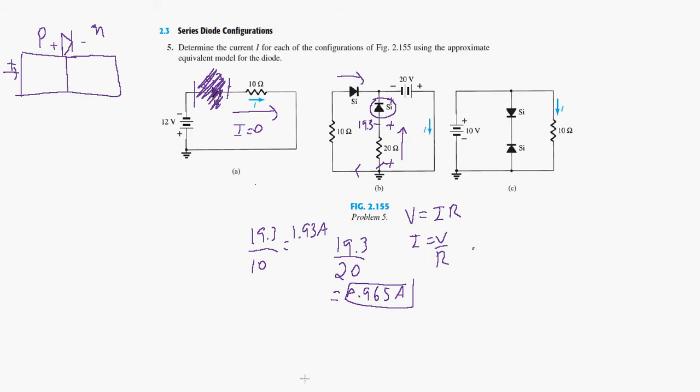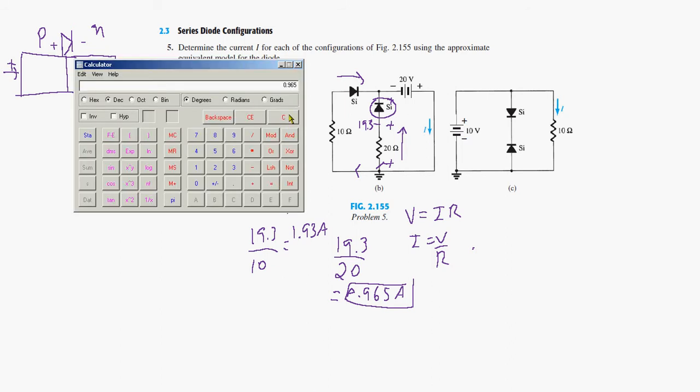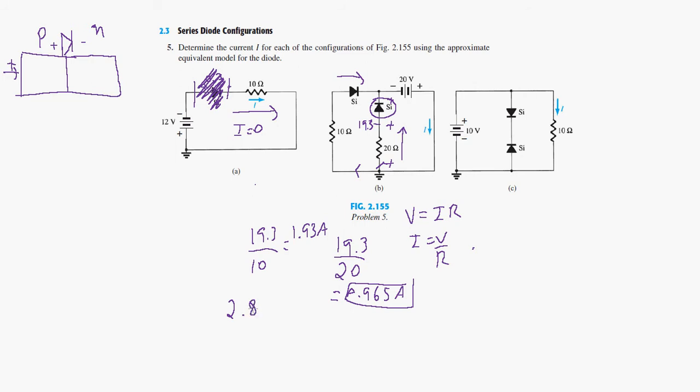So if we add them together here, 0.965 plus 1.93 is equal to 2.895 amps, and this is I, so I is equal to that. So this is done then.